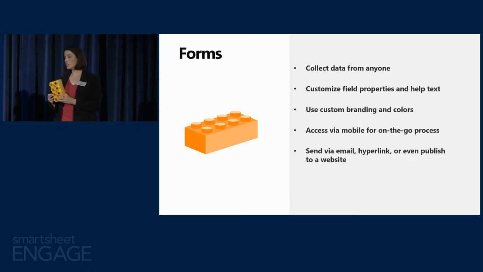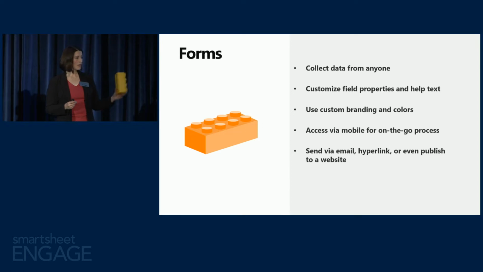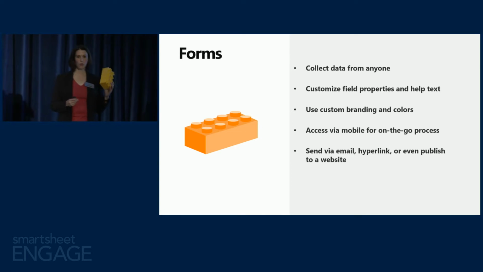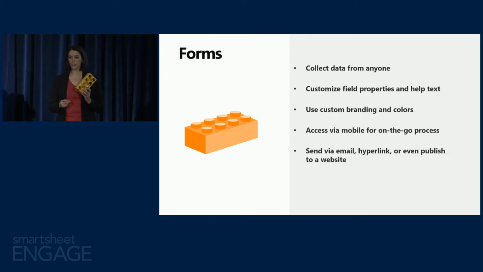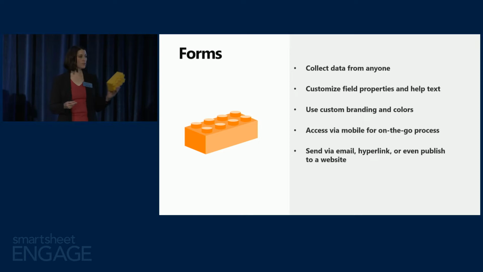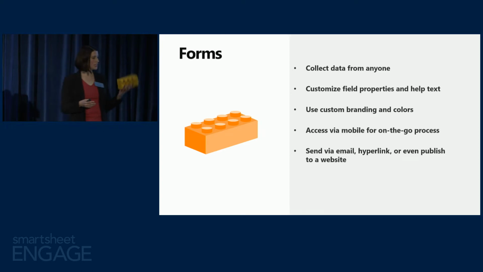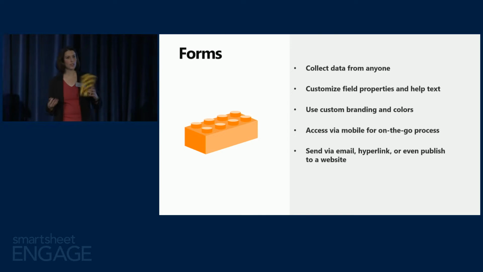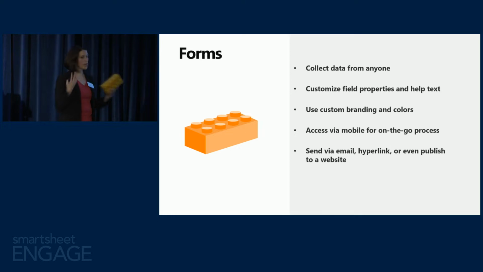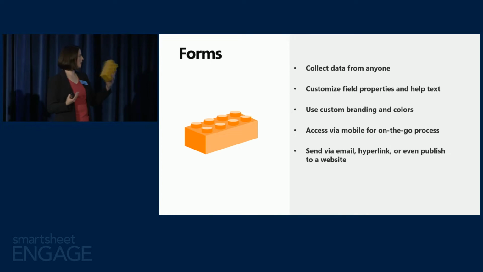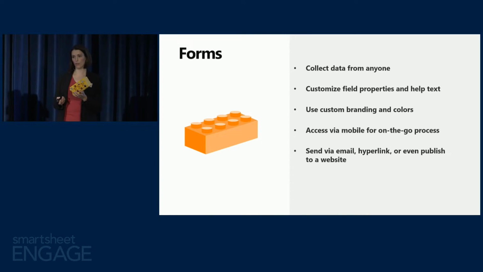A form is something you build on a sheet, and it's a collection device for any type of information that you want brought in a sheet. And the nice thing about forms is you can send them to anyone. They don't have to have a Smartsheet account. They don't even have to know what Smartsheet is to fill out a form. You have a lot of ability to customize that form, customize the fields, customize the branding and the colors. And then you have a lot of different ways that you can distribute a form.